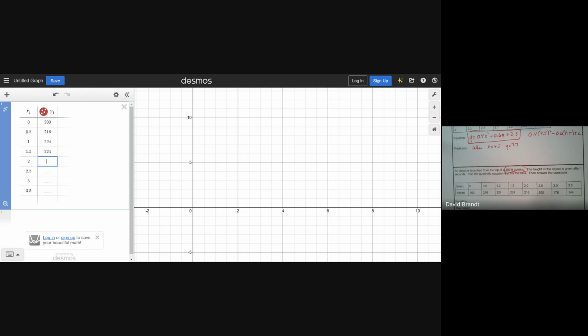224. Now, how is it 224 at both 1 second and 1.5 seconds? Well, it actually went higher than that, and the object's starting to come back down. So it reached its peak height between 1 and 1.5 seconds. And then let's see, 224, then it goes back down to 216, then 200, then 176, and then 144.